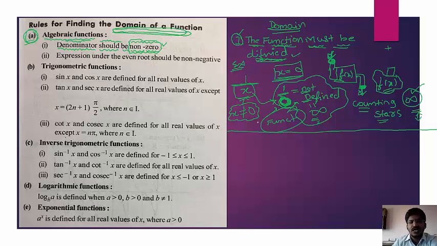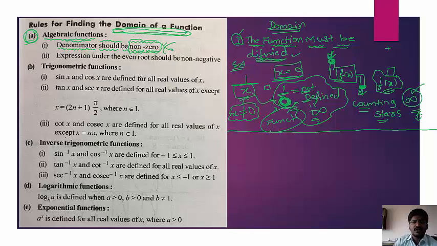That is very, very important. The denominator must be non-zero. Why should it be non-zero? What happens if it is equal to 0? All these things I have discussed here. So if you understand this explanation, then you will know the first point: the denominator should be non-zero.